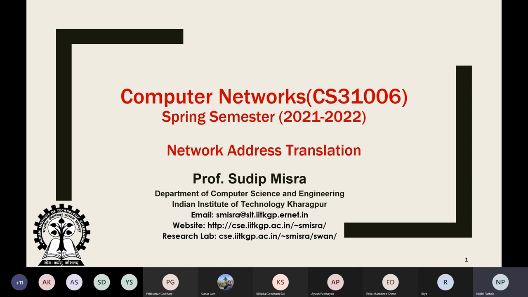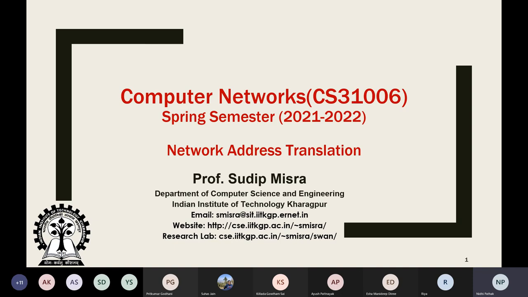So for example, IIT Kharagpur. To the outside world, IIT Kharagpur has only a couple of public IP addresses, one, two, three, a few IP addresses. It manages with those IP addresses, and within the organization, within IIT Kharagpur, it gives different IP addresses which are private to IIT Kharagpur.